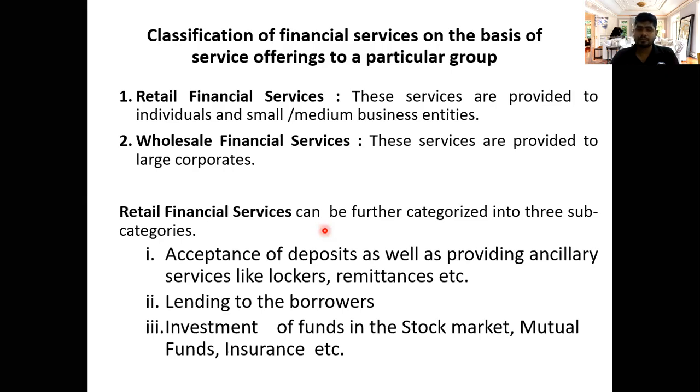The second type of service is lending to borrowers, right? Say you need some amount of money for your personal use or small business startups. That time you can get a loan from the bank. Its target customer is individuals or small business enterprises. So simply we can call it loan services. And the third one is investment of funds in stock market, mutual funds, and insurance.